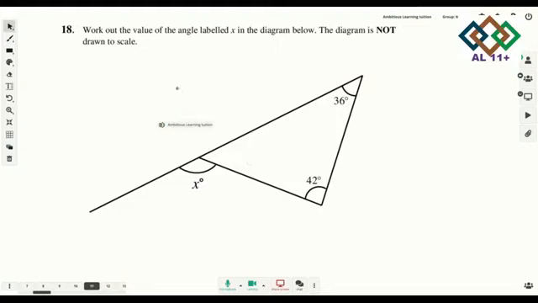In number 18, you need to work out the value of x in the diagram. And remember, the diagram is not to scale.